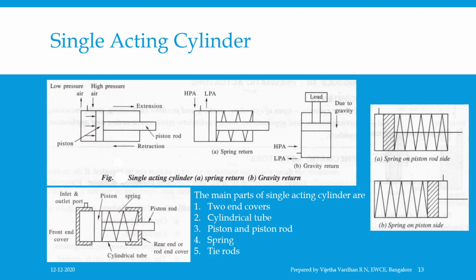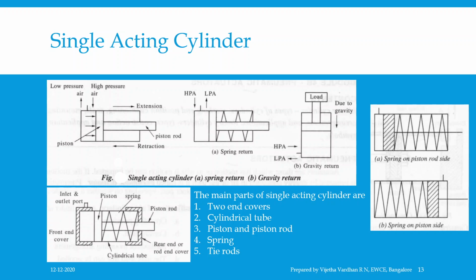In case of a spring on the piston side, the piston is extended by spring force and air retracts it, which is represented by figure B on the right hand side of the slide. This type of cylinder is used in air brakes of trucks, rail coaches, etc.